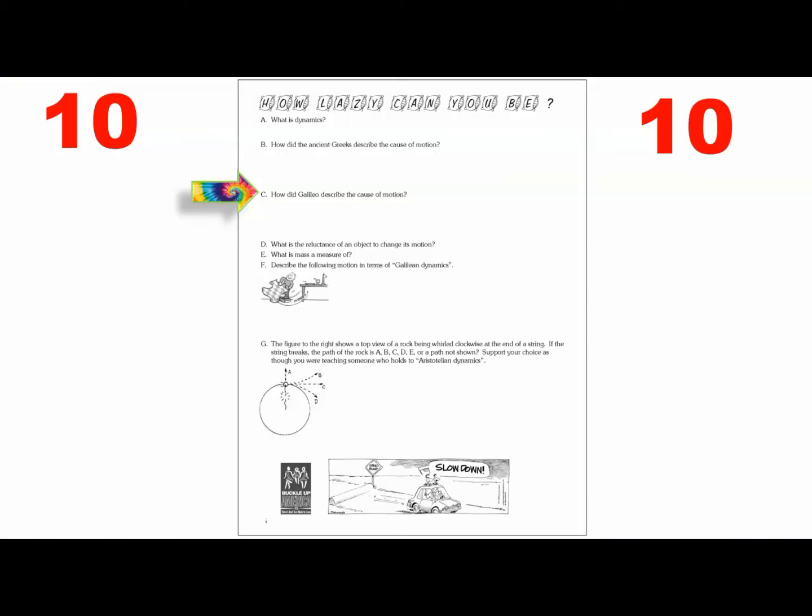So how did Galileo describe motion? Galileo described motion as a force was needed to put something into motion, not to keep it in motion. So Greeks, an object is needing to have forces constantly applied to keep it moving. Galileo said you only need to apply a force and an object will keep on moving.